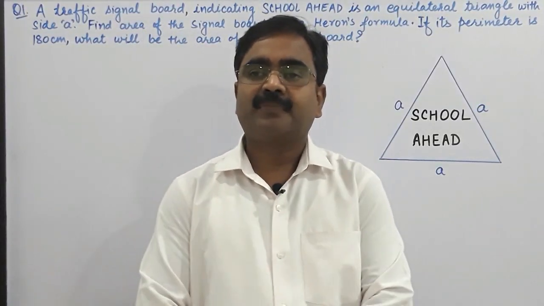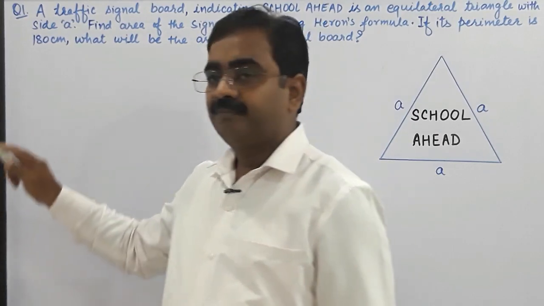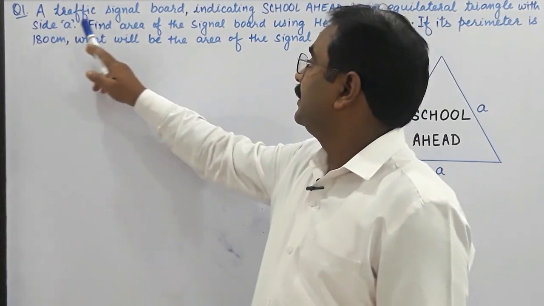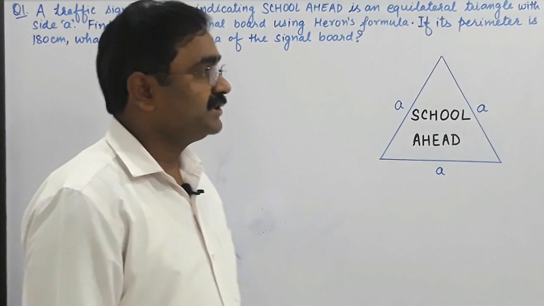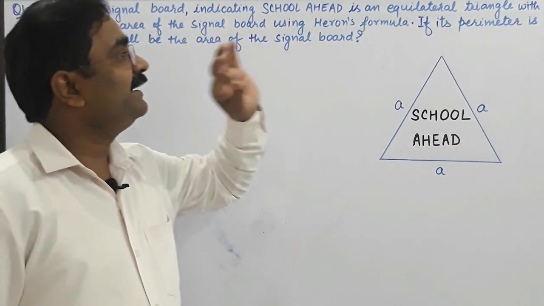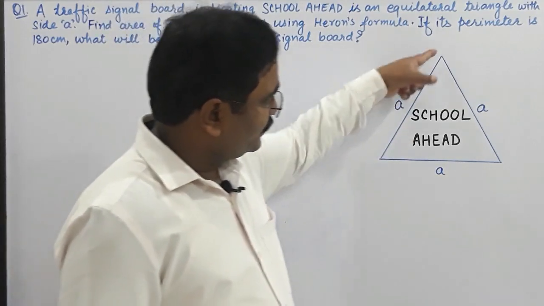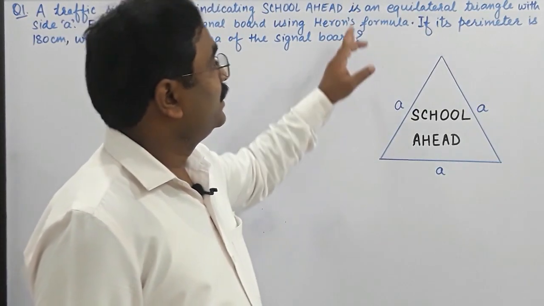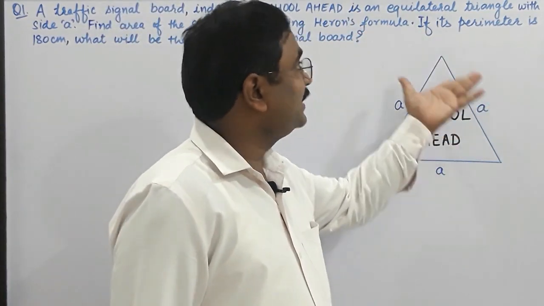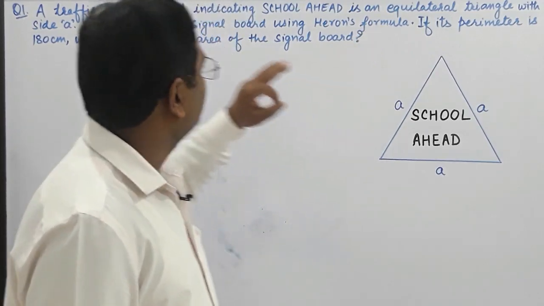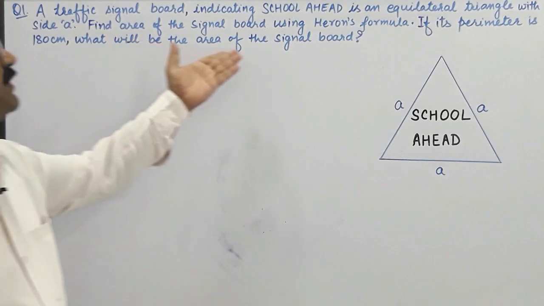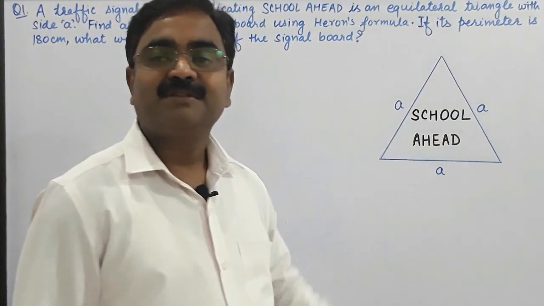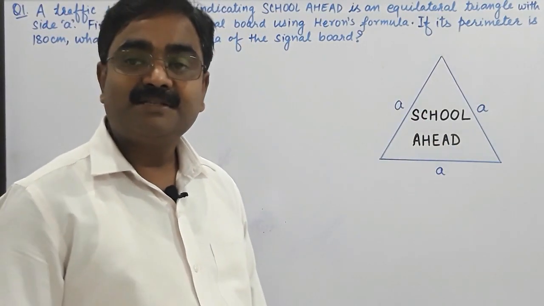Okay friends, this is exercise 12.1 question number 1. The question is saying a traffic signal board indicating school ahead is an equilateral triangle. So this is your traffic signal board, and in this it is written school ahead. This is an equilateral triangle of side a. With the side a, find the area of this signal board using Heron's formula.